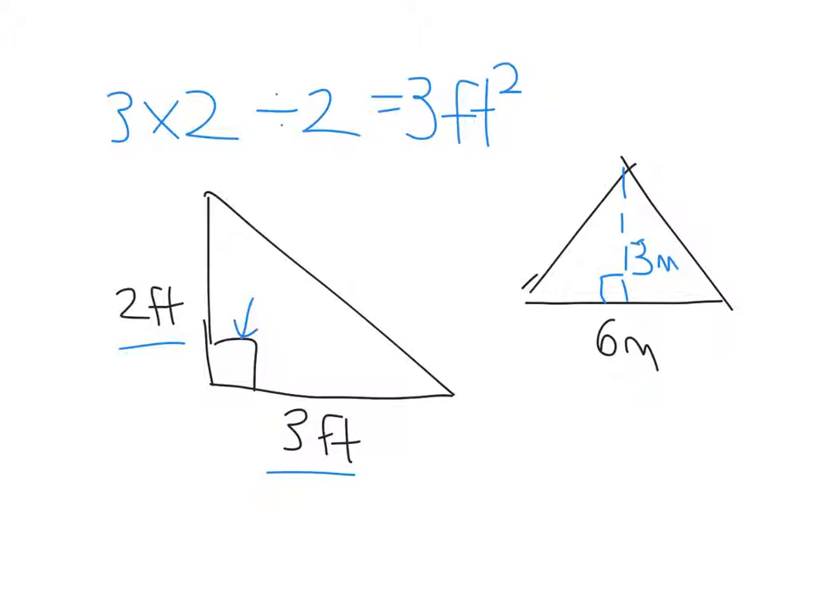This one over here, if we look here, it's going to be 6 meters times 3 meters. This 3 meters again is the height, so it goes from the bottom to the top. So it's going to be 6 times 3, and then it's going to be divided by 2. So it's going to be 9 meters squared.